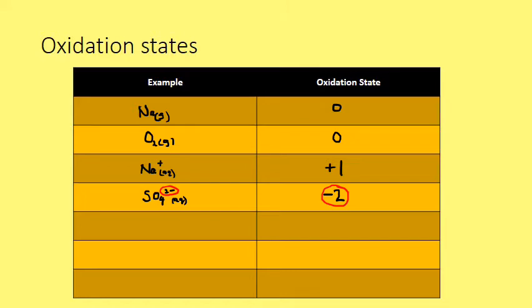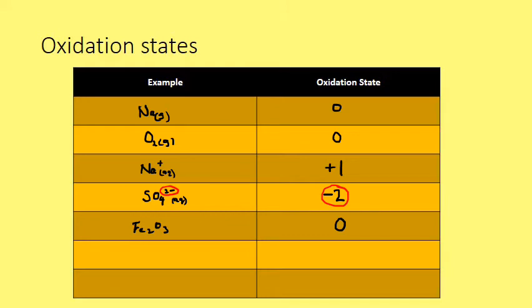Okay, so let's think about a neutral compound now. A neutral compound, such as, let's say, rust, so let's write in Fe2O3. That's a neutral compound, and so because it's neutral, its oxidation state is 0, and so neutral compounds are always 0.